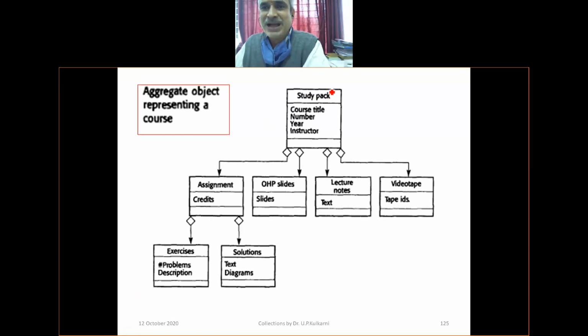You have got a study pack. Okay, study pack as a class, and inside here, whatever you have written, they are all properties, attributes, variables, and here are the methods. There, it is not being shown. Study pack is the name of the class. Do you agree, all of you?